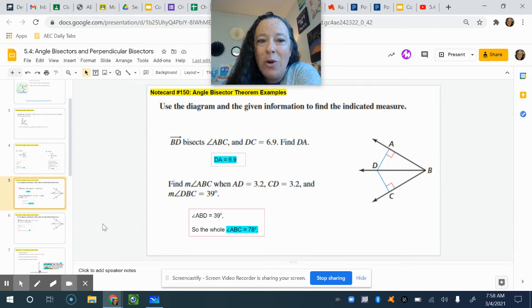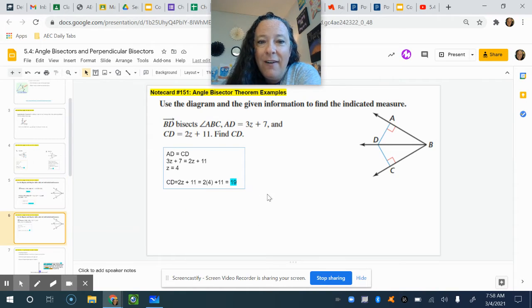Pause me and finish up note card 150. Oh, and yes, you need these diagrams. All right, here's another one, note card 151. It's the same picture, but new information.